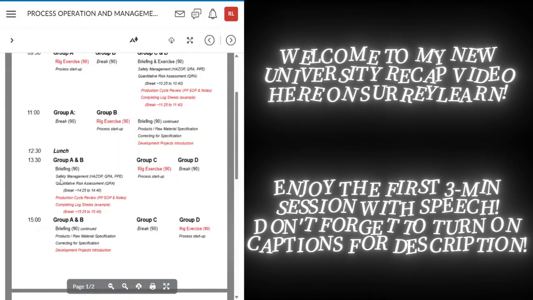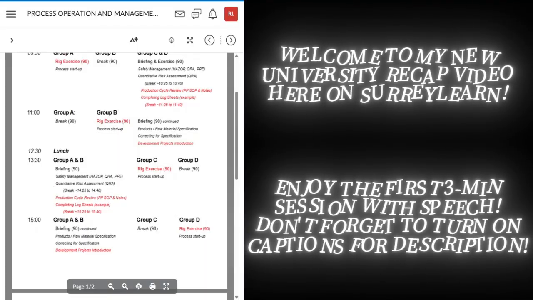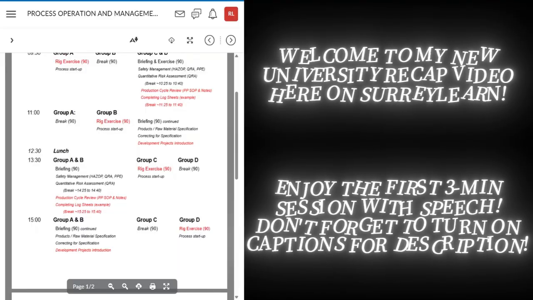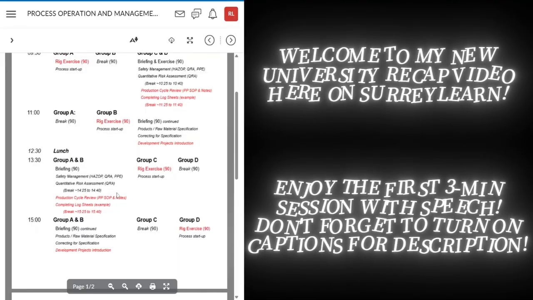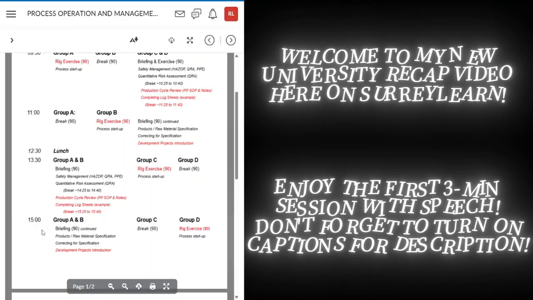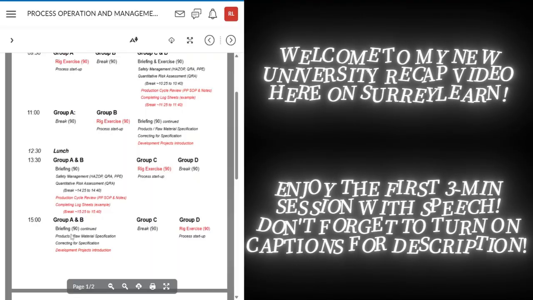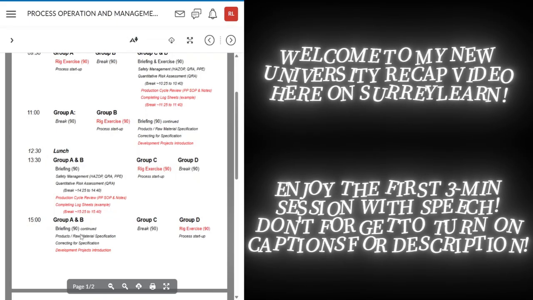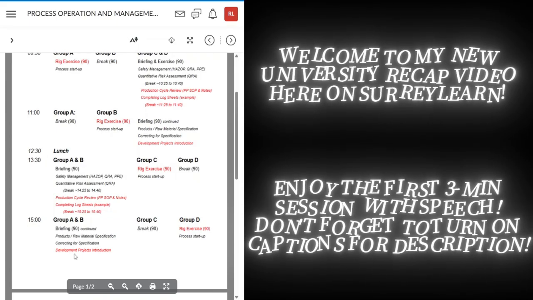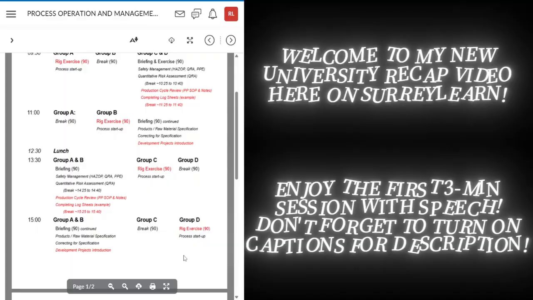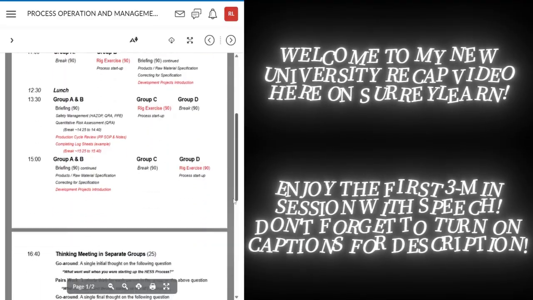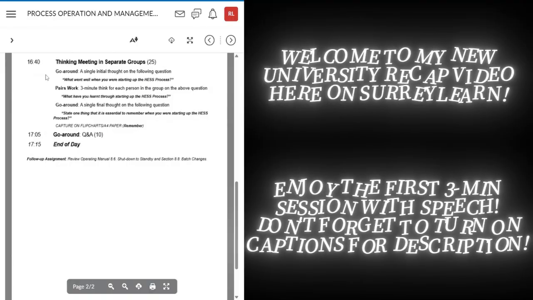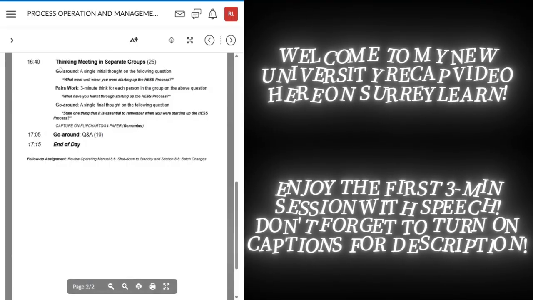Here we cover safety management, quantitative risk assessment, short breaks as well, production cycle review, and completing log sheets, like course exercises. At 15:00, we continue the briefing session with raw material specification, correcting for specification, and a development projects introduction by a different tutor. Finally, at 16:40, another interruption with a break.